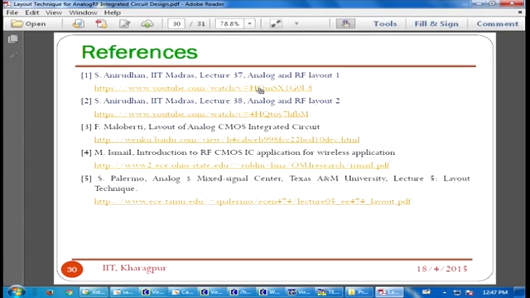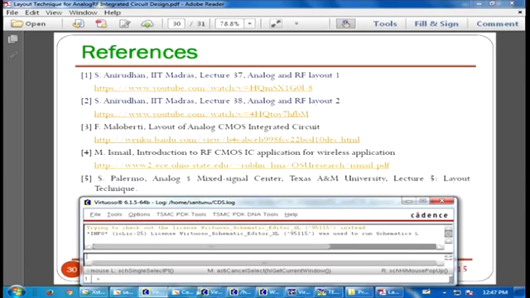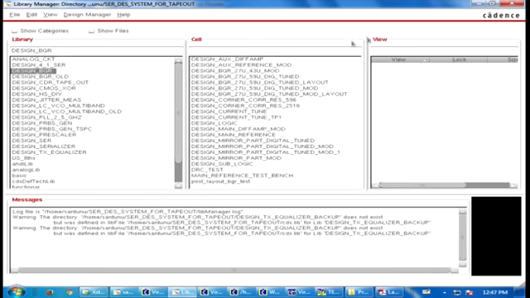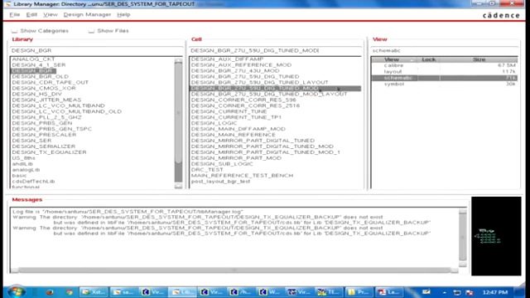So now I am going to the tool and I will show you the designs. The references are given in the text, so you can go through them. But it is better you learn the design now. First I will show the BGR. We will give you a design of a band gap reference and its layout.